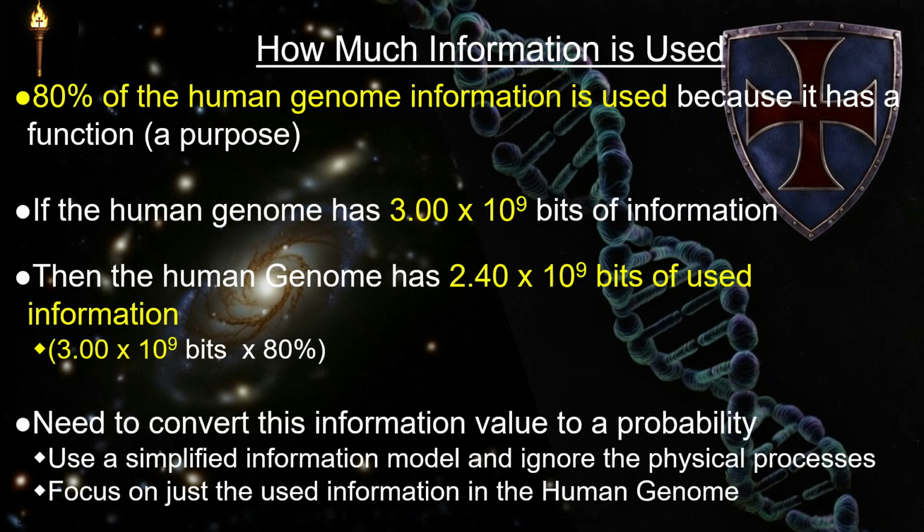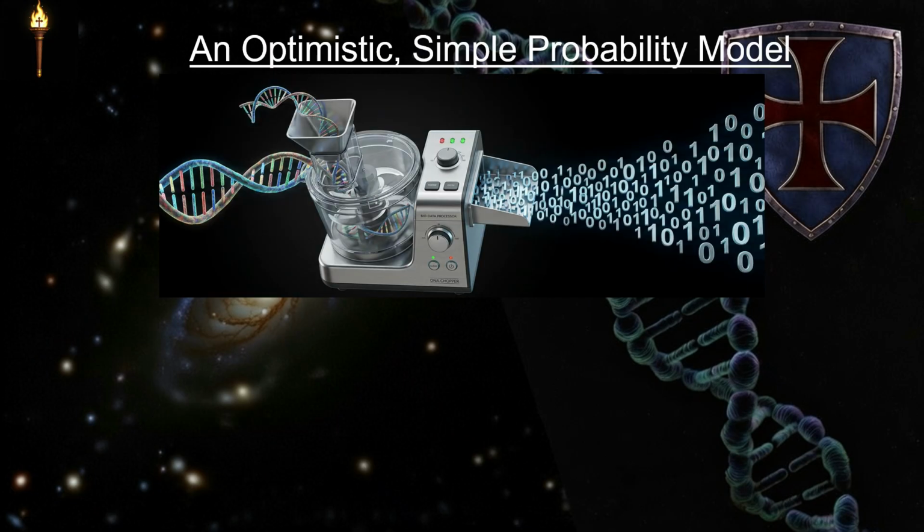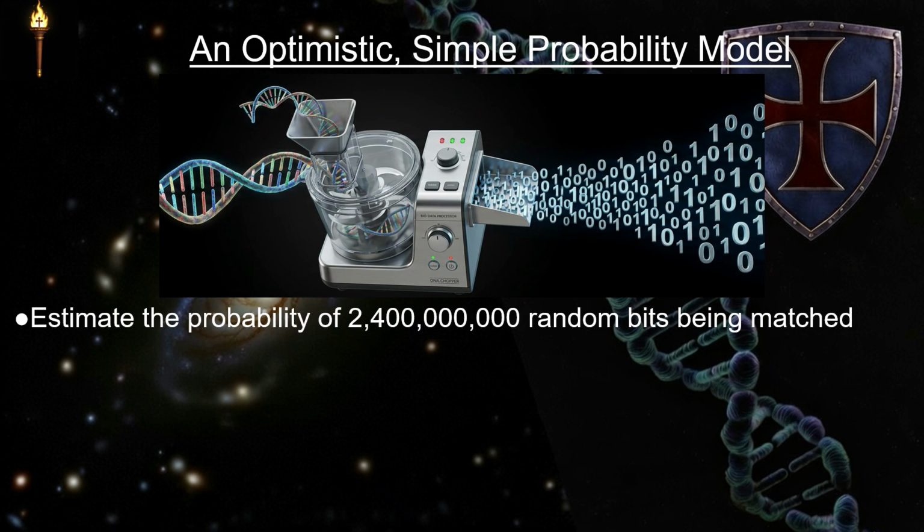The next step is to take this amount of information we've calculated and convert it to probability. Again, we're just using a simplified information model and ignoring the more complex physical processes. We're going to focus on just information. We're going to use our simple information model to calculate a simple probability model. We're going to take those 2.4 billion random bits and calculate the probability of them matching against a pre-specified sequence.